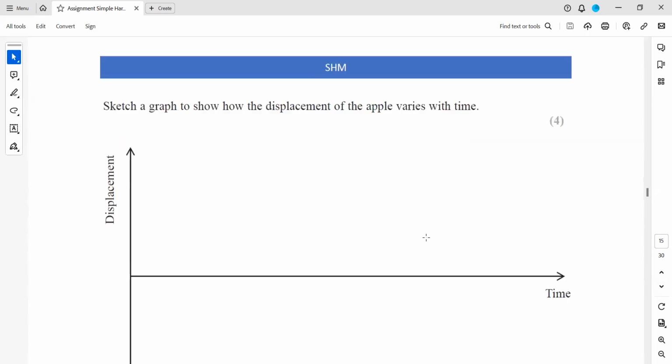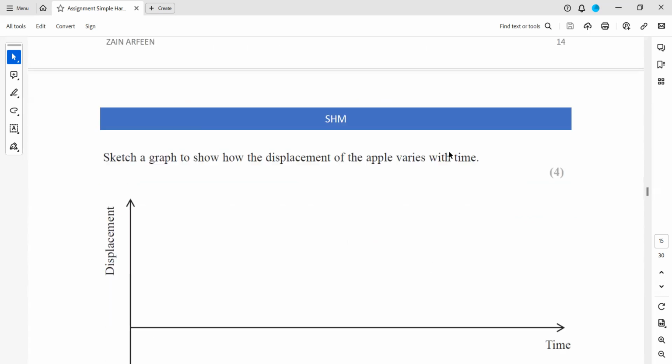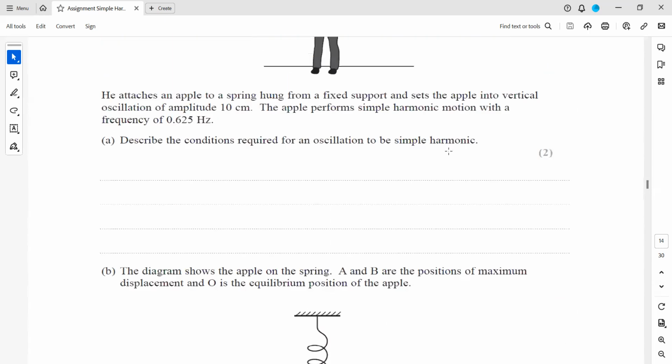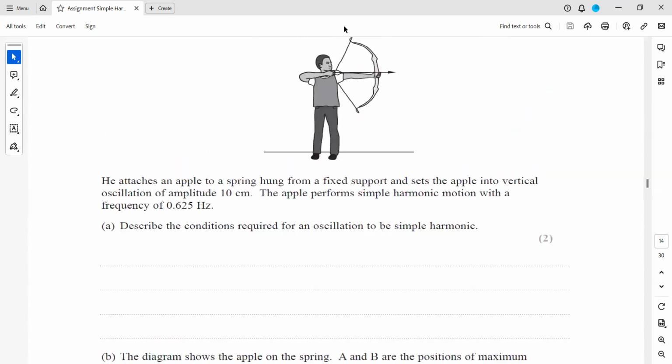So how to score the marks? You have to label the axis as well. You have to label, because the information is given in the beginning of the question that it has a frequency of 0.625 Hertz, and the amplitude at which it is vibrating, that is equal to the amplitude of the oscillation. The vertical oscillation amplitude is 10 centimeter.